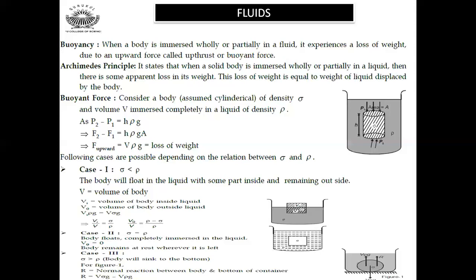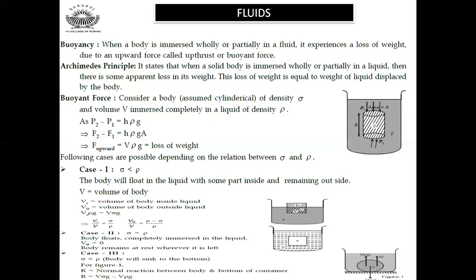So now here, case 1, sigma is less than rho. In that case, V is the volume of the body. So we get the body will float in the liquid with some part inside and the remaining part outside. So this is the case. Then V_i divided by V equals sigma divided by rho, and V_0 by V equals rho minus sigma divided by rho.